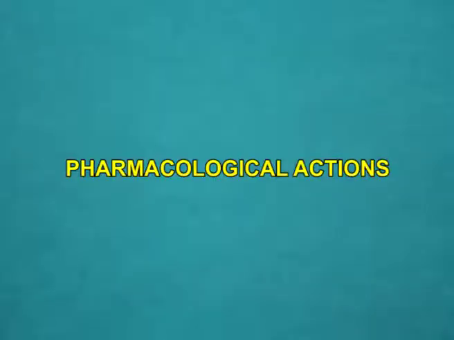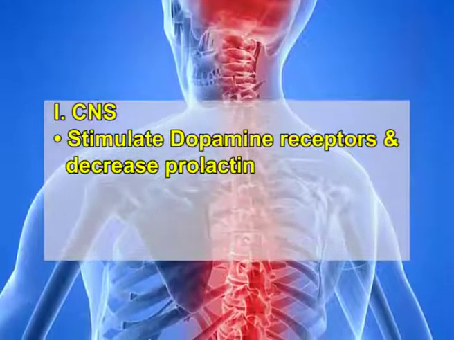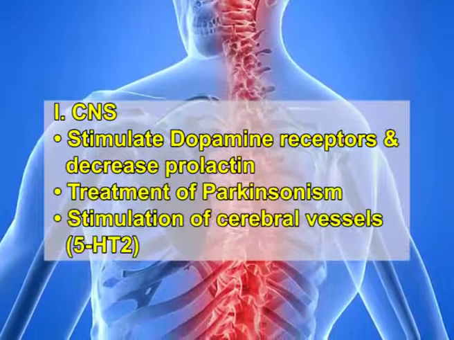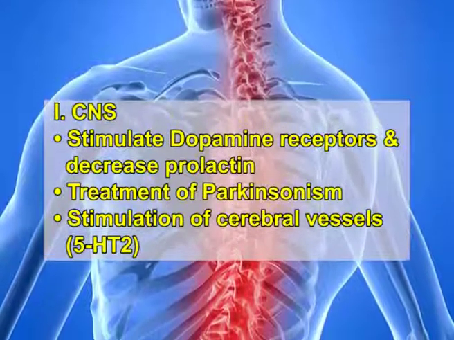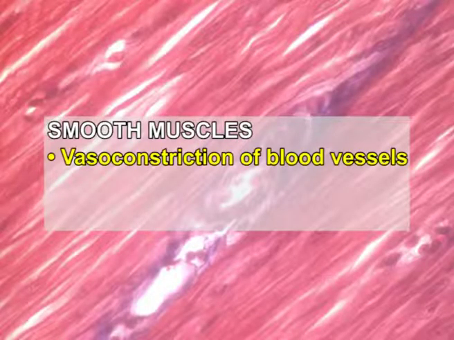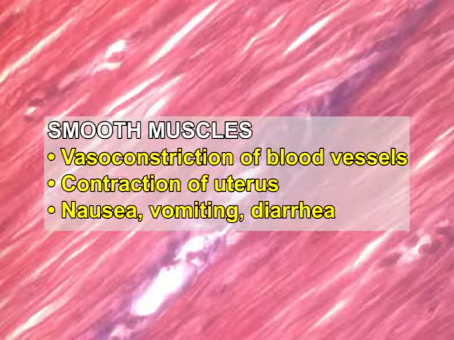Ergot alkaloids are formed by a fungus and act on several receptors: dopamine, 5-HT and beta 1 receptors. Pharmacological action: in case of CNS, they stimulate dopamine receptors and decrease prolactin, used in treatment of Parkinson's disease, with stimulation of cerebral vessels by 5-HT2. In case of smooth muscles, it may cause vasoconstriction of blood vessels and contraction of uterus. It may also induce nausea, vomiting and diarrhea as side effects.